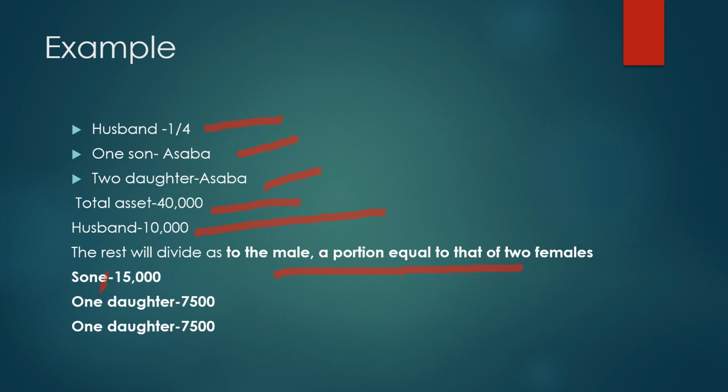Sorry, there is a typo here. So the son will get 15,000 and one daughter will get 7,500, another daughter 7,500. So the son has received an amount in a portion that is equal to that of 2 females. 7,500 plus 7,500 is equal to 15,000. He will get double of the female. Okay, so this is an example of asaba by others.